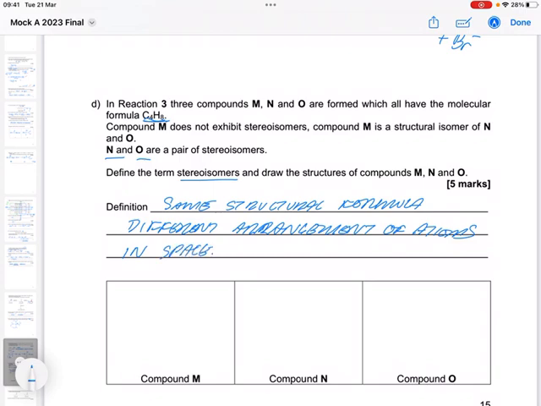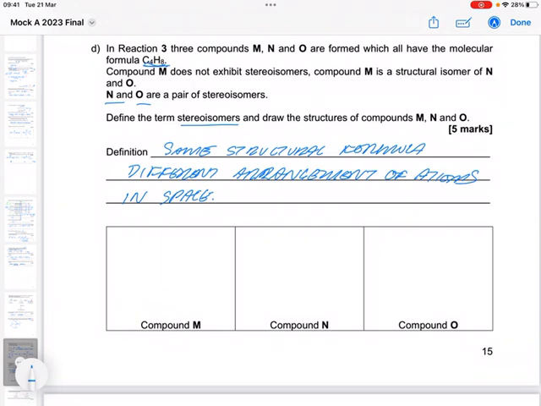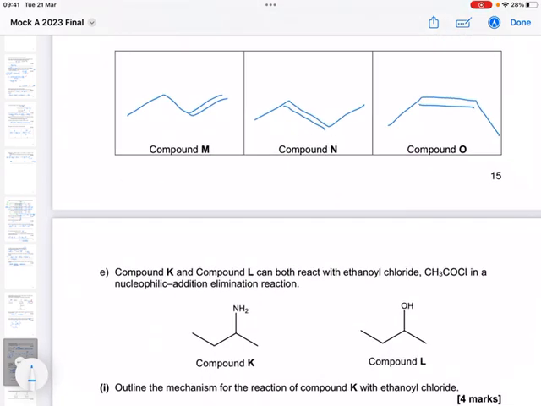Okay, so compound M, 1, 2, 3, 4, is going to be that one there with the double bond on this side, so that's but-1-ene, and then N and O, 1, 2, 3, 4, with the double bond here. So that one is the E isomer, but then I can have that one as well, which is the Z isomer.